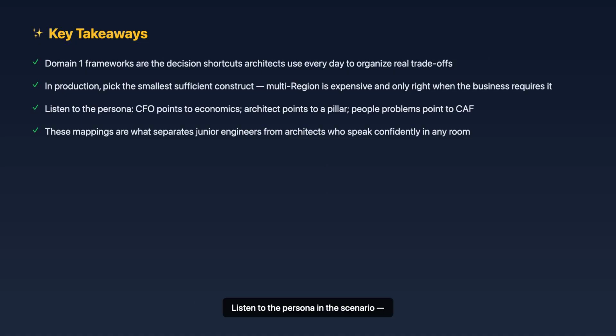Listen to the persona in the scenario. A CFO points to economics, an architect points to a design pillar, and a people problem points to organizational change through the CAF. Mastery of these mappings is what separates junior engineers from architects who can talk confidently in any room. As a bonus, this same mastery will make you fast and confident on the exam.